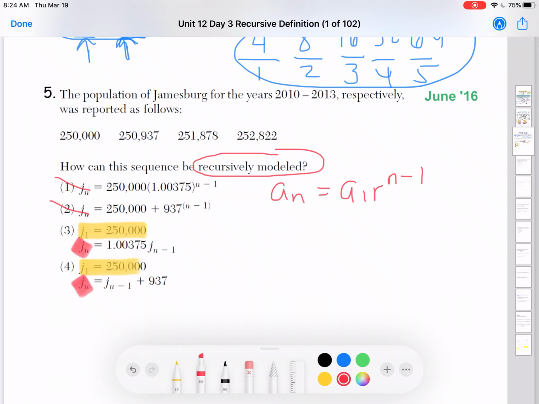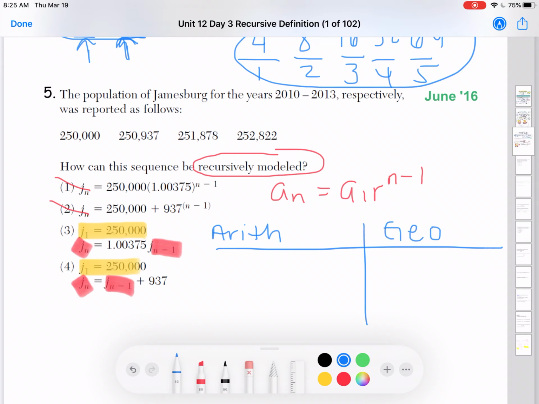The next term is equal to the one before it times something or the one before it plus something. So we just have to figure out what kind of model this is. So let's go back up and let's test it out. First I'll test out arithmetic, and then we'll test out geometric. So arithmetic, we're going to do second minus first. So these are pretty large numbers here. And we get a common difference of 937.